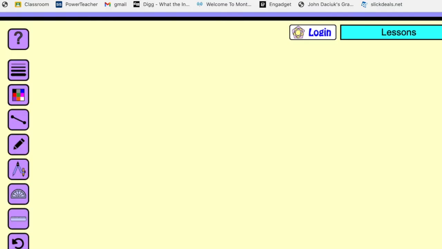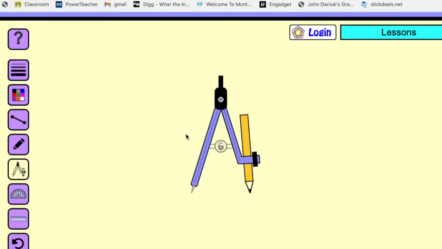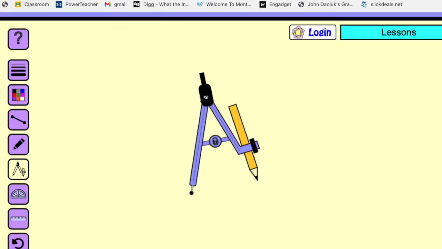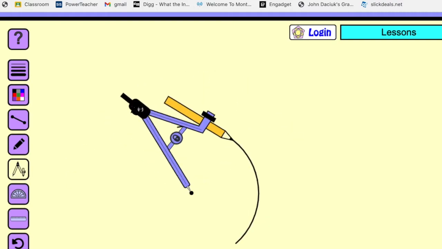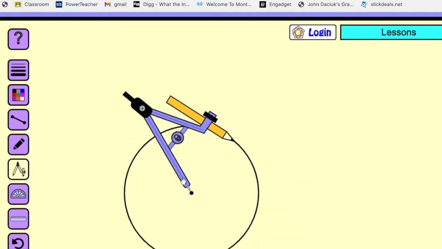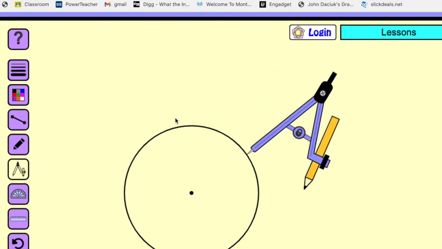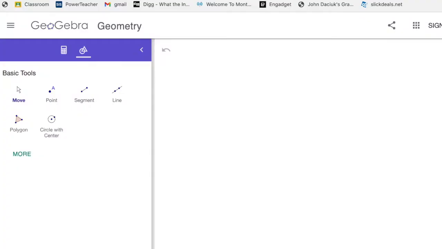So to give you an idea of what it looked like, the compass looked like this, and it took some time to get used to using it, and eventually, once you did get the hang of it, it became pretty easy. So now, rather than using this to make some of the shapes, I want to show you using more advanced software how we would make a couple of basic shapes in geometry.